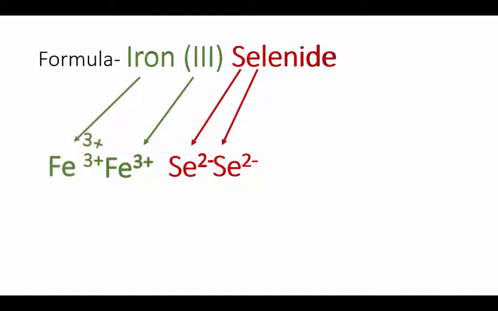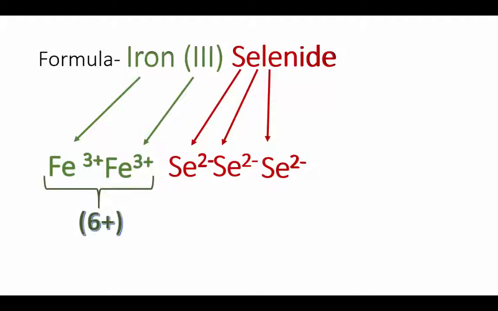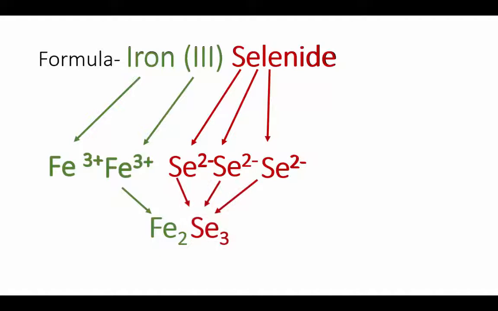Again, when the charges are different like this, you can ask yourself, what is the common multiple of 3 and 2? For 3 and 2, the common multiple is 6. So 2 of these iron ions and 3 of these selenide ions give me a charge of +6 and a charge of -6, and that charge adds up to 0. So the formula for iron 3 selenide is Fe2Se3.